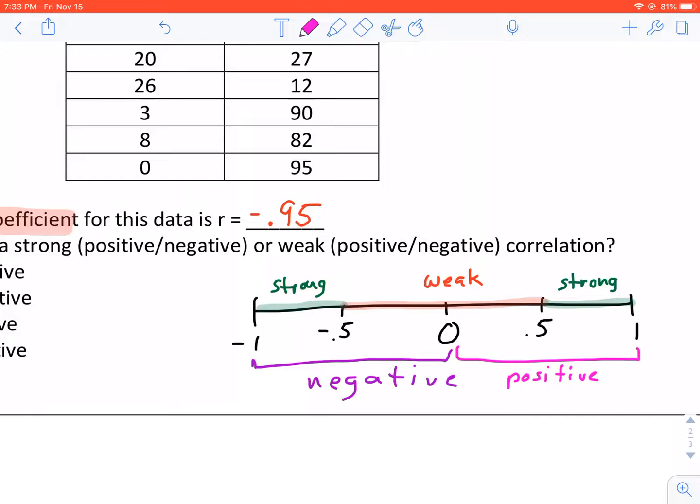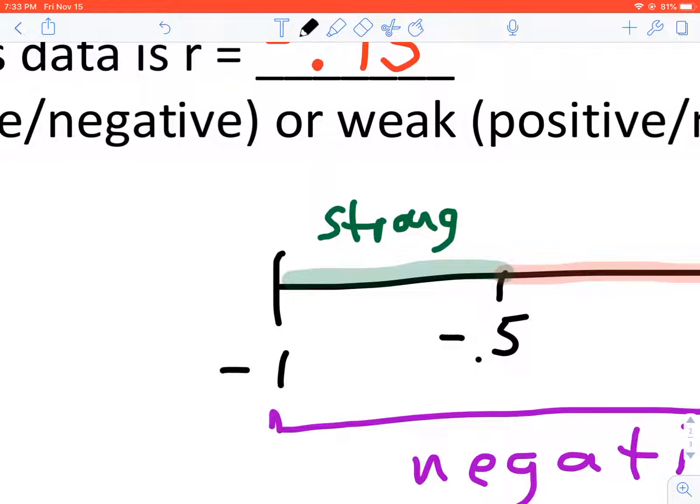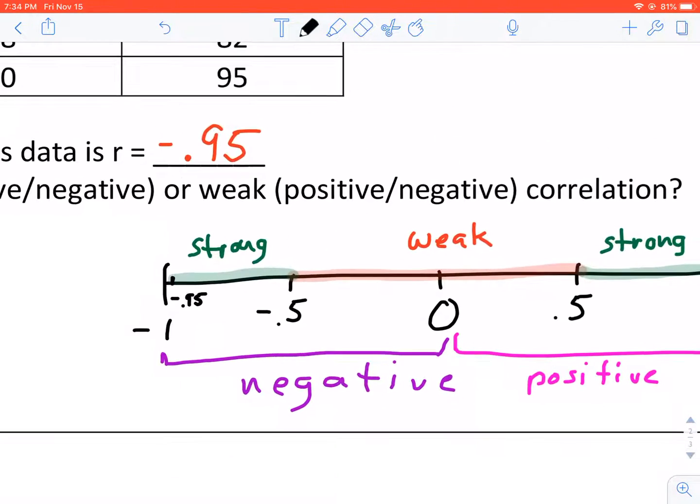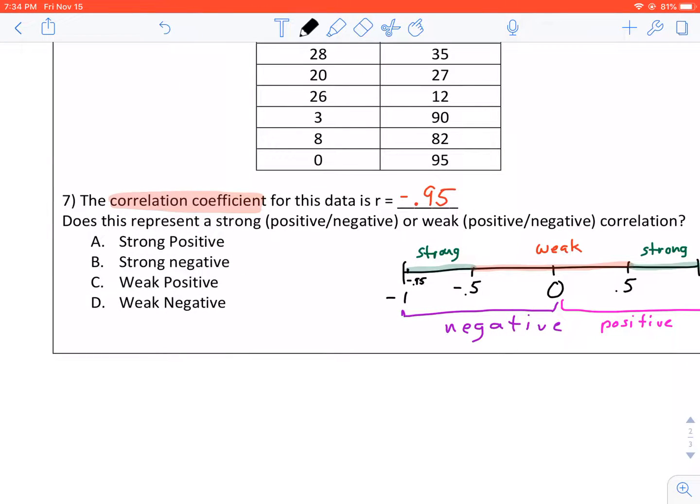So 0.95 falls somewhere along here, and negative 0.95 falls somewhere maybe right there. Okay, so that obviously falls on the strong side. So we can automatically delete weak and this one right here. And it falls on the negative side, so we can also take out strong positive. That means our only possible answer has got to be B.